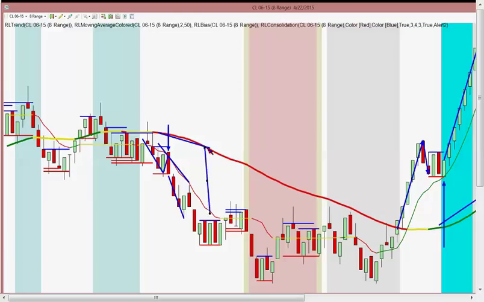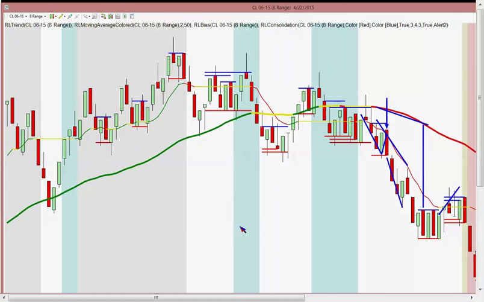Here, the market is way oversold, and your anticipation is that this channel or this period of consolidation is going to end with a move to the upside. Here's another channel right here, and it hits right up against the 15, and up you go.